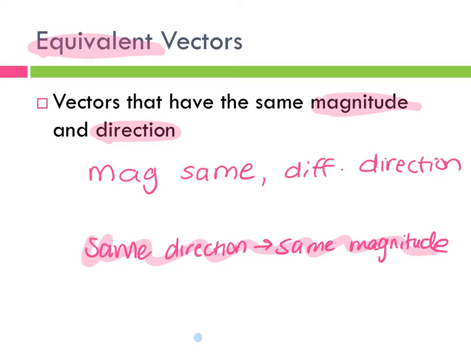So it is possible, again, it's possible for the distance between 2 points to be the same, but the slope of those points to be different. That's what magnitude would be the same, but direction would be different. But if the direction is the same, then the magnitude will be the same. So as long as they have the same direction, you'd know they'd be equivalent vectors.